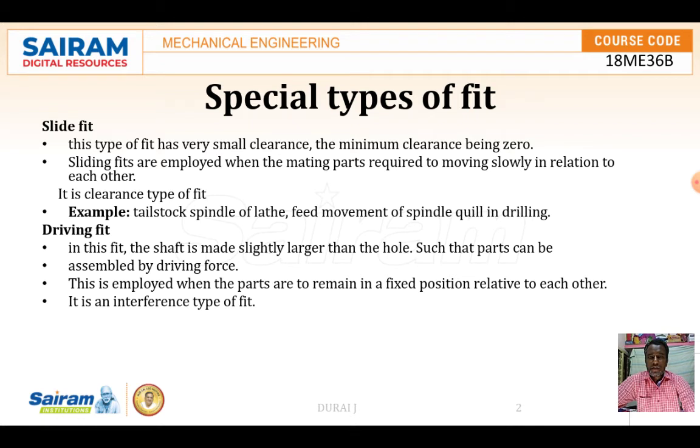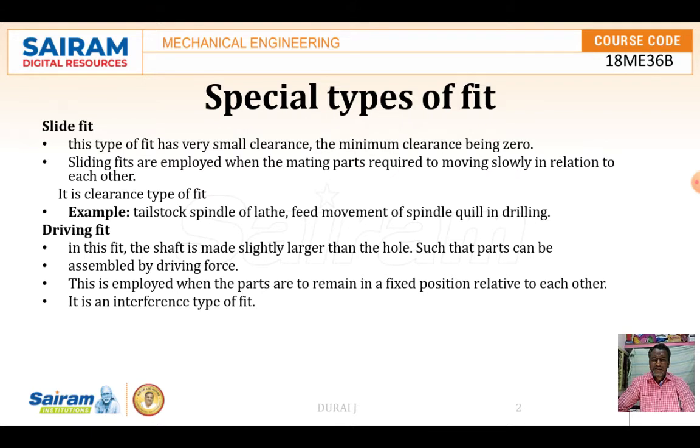Suppose a very small gap exists between the hole and shaft system, that is the slide fit. Almost the clearance will be zero, so we can also say it is a slide fit. An example of a slide fit is the tailstock spindle of a lathe, and feed movement, spindle, and drilling.